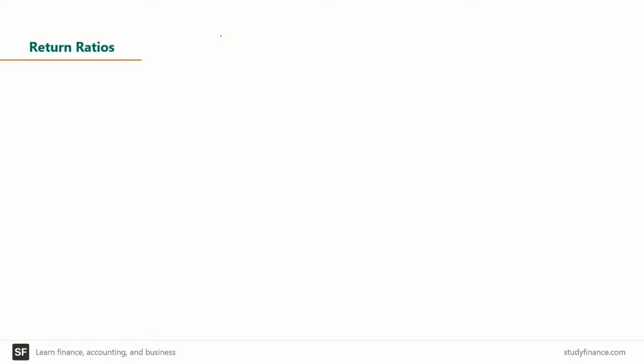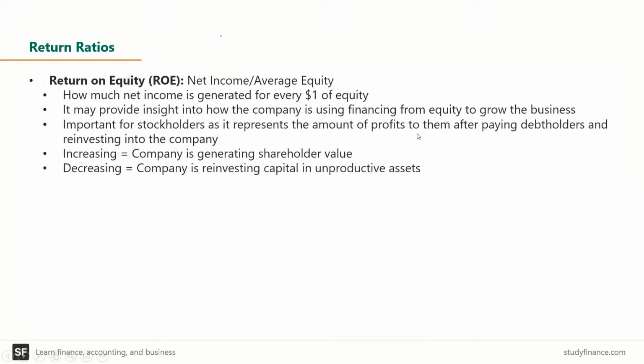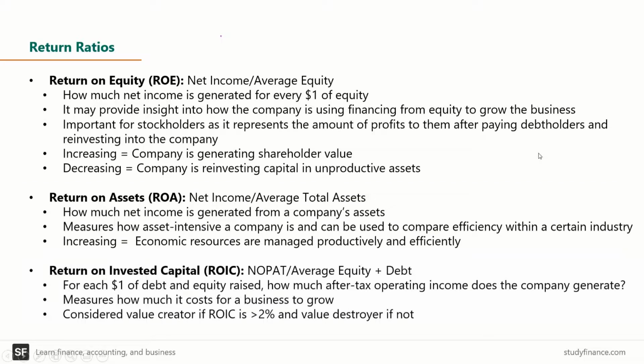Next up are the return ratios, and they represent the company's ability to generate returns to shareholders. They include return on equity, return on assets, and return on invested capital. Return on equity is calculated by taking net income and dividing it by average equity, and it shows how much profit after tax is generated for every $1 of equity. It is an important ratio for stockholders as it represents the amount of profits left over for them after reinvestment and after paying back other stakeholders.